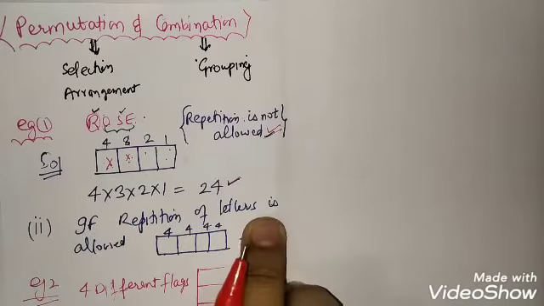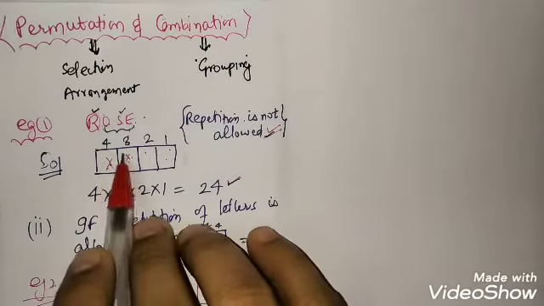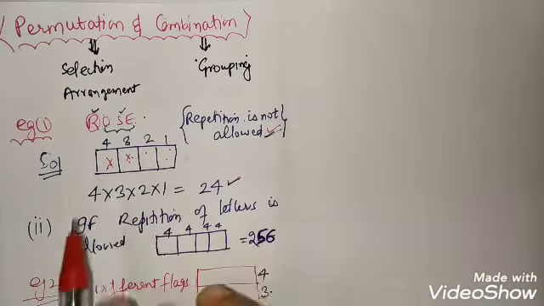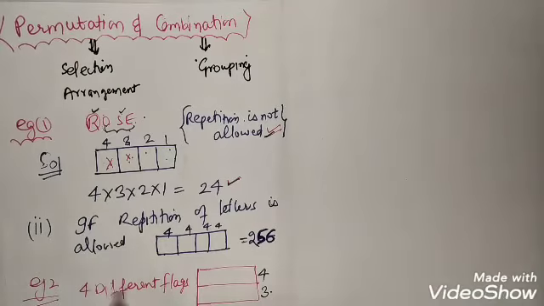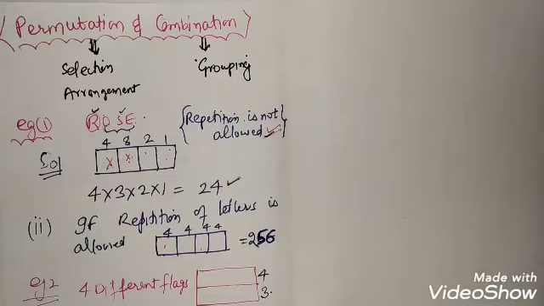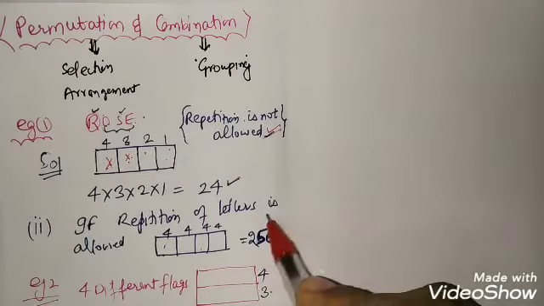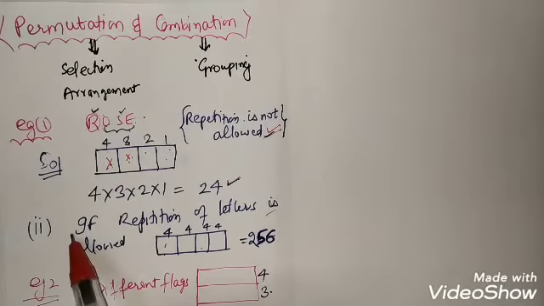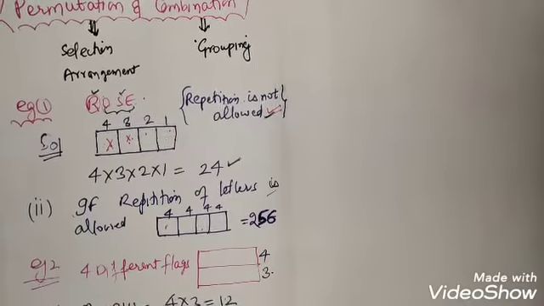I am making this example by myself. If the repetition of letters is allowed, then we can fill these boxes in 4 into 4 into 4 into 4 ways. Why so? Because I am having 4 different chances. I can fill R over here, R over here, R over here, R over here, because repetition is allowed in that particular case. This is not asked in the NCERT, but still I am doing this for you so that the concept will be clear for you.